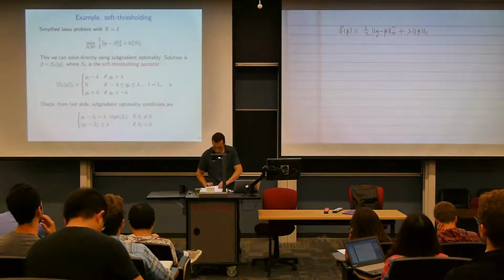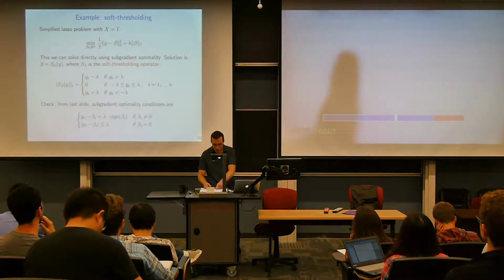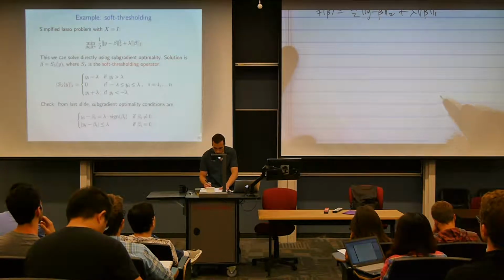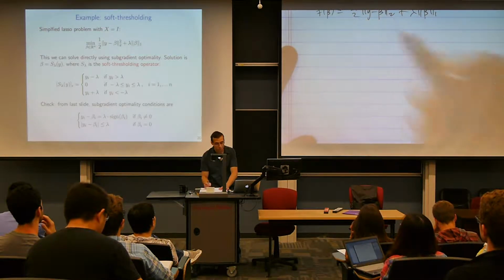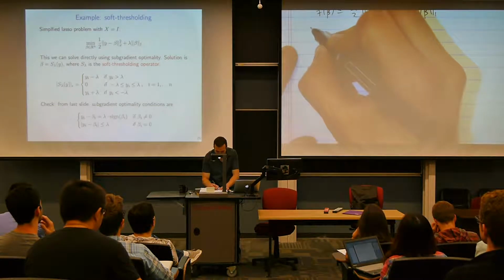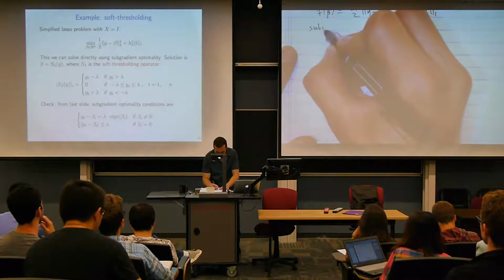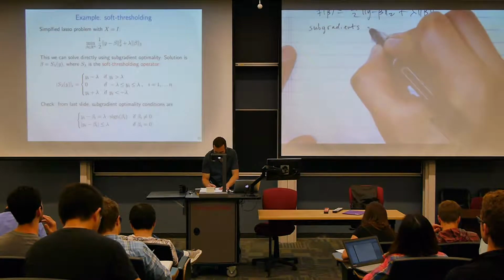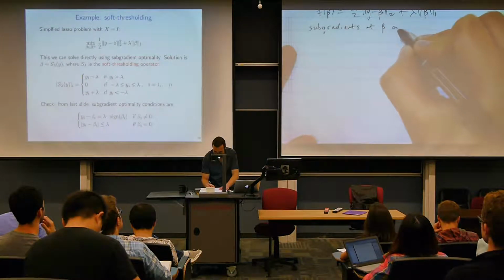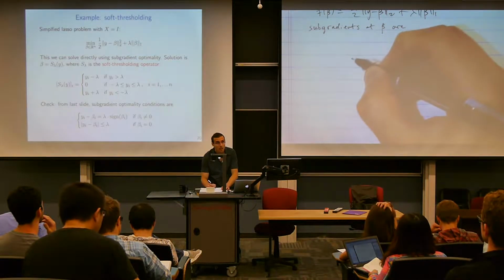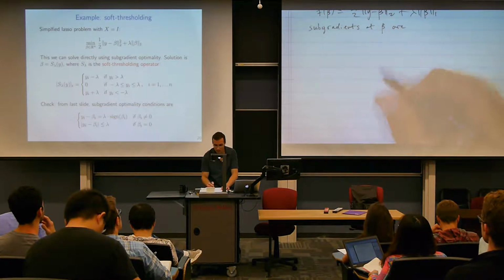And what are the subgradients of this function? Well, subgradients of this function look like a gradient of this part plus a subgradient of this part, right? So let's just say subgradients at a point beta are the gradient of this part, which is the gradient of this term.